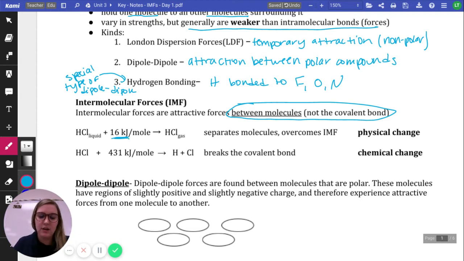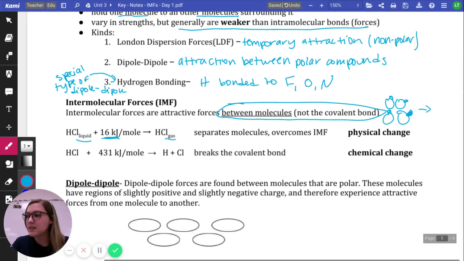And what you guys will notice is down here, I have hydrochloric acid changing phase from a liquid to a gas. All right. And what happens when we go from a liquid to a gas is, if I have hydrochloric acid, looks kind of like that. In its liquid phase, the particles are going to be pretty close together like this. And then when it breaks apart into a gas, those particles aren't breaking apart, but they are just spreading out and becoming a gas.